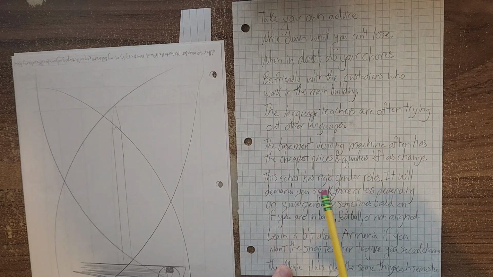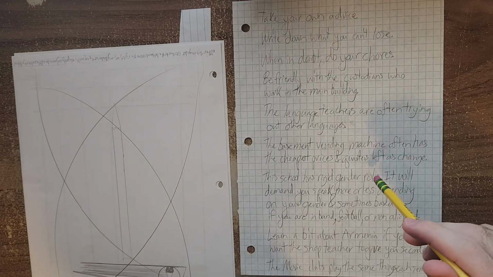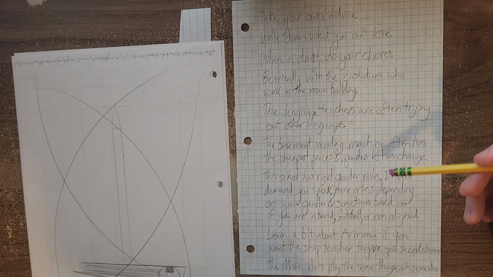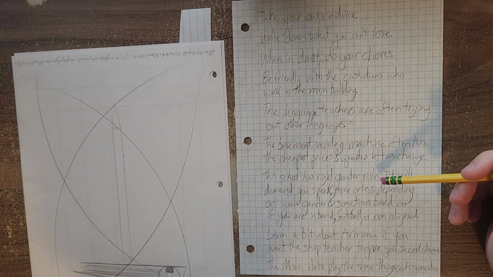Up next is the school has rigid gender roles. It will demand you speak more or less depending on your gender, and sometimes based on if you are in band, football, or non-aligned. So this actually says a lot about the school, like this hypothetical school. So, for example, maybe the boys end up speaking a lot more than the women on certain subjects. But if it has rigid gender roles, I should probably be saying girls, even if the woman's like 45, just because people can be like that in that sort of situation.